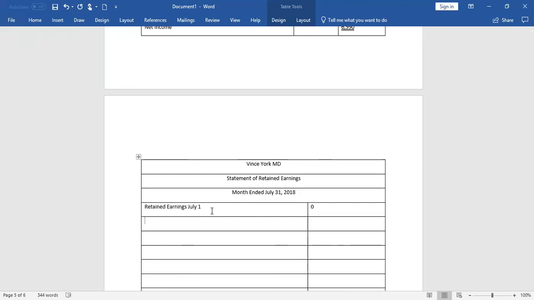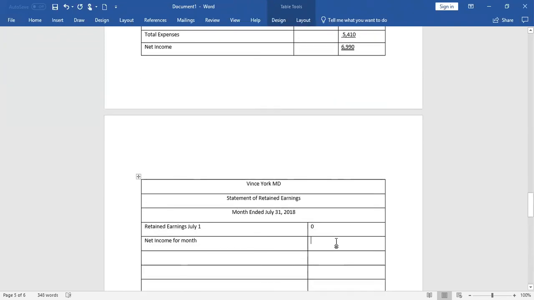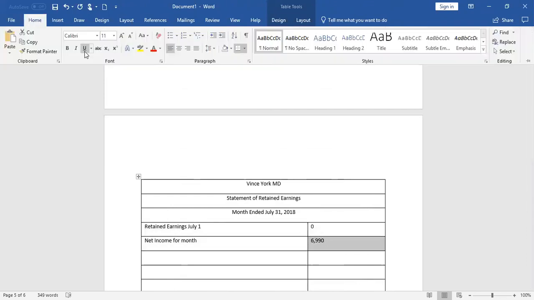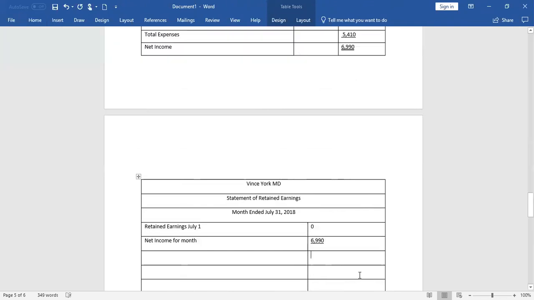But now the company has started making income. And net income for the month of July, which we just figured out on the income statement, can be added. Oh, well, now we have some retained earnings, 6,990. We will add the beginning balance, which is 0, to the net income of 6,990, and we get a little subtotal. That's just a single line, by the way.